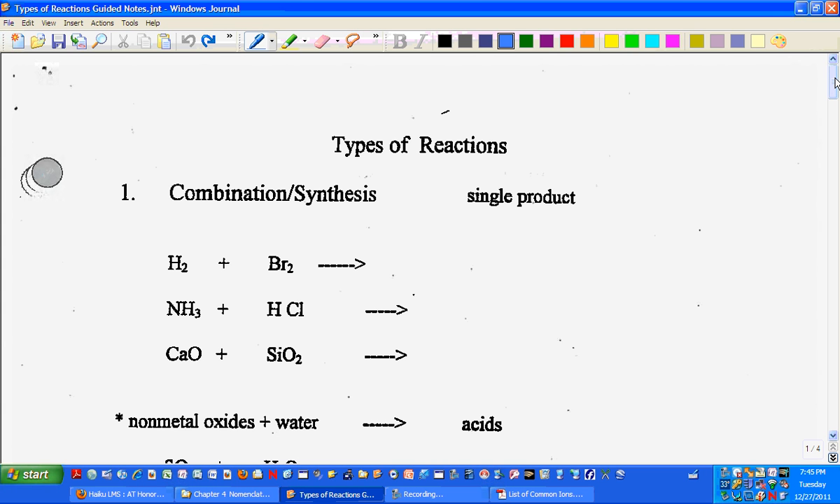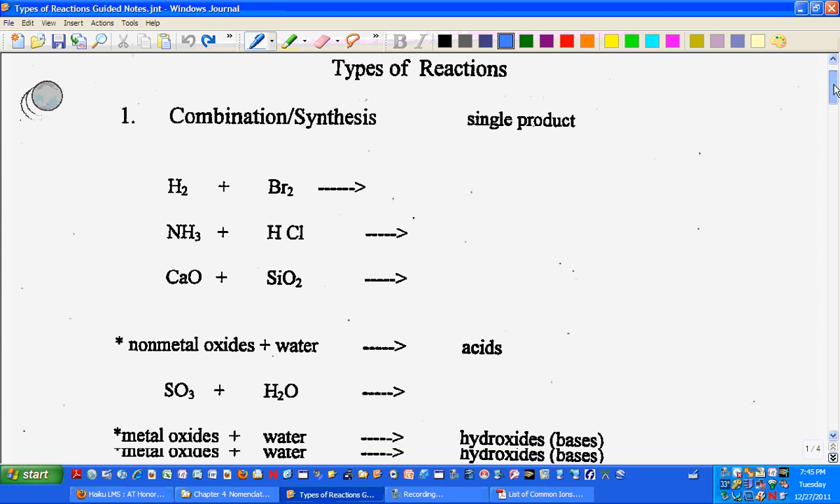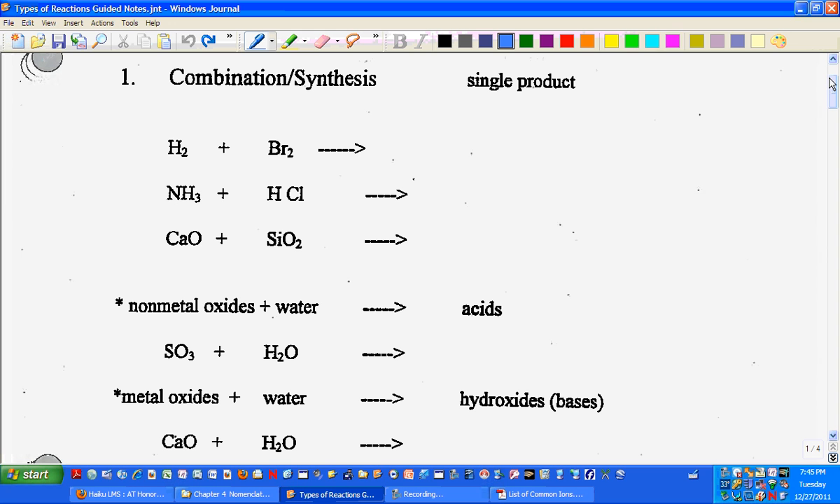Types of reactions, what we're doing is we're looking for patterns to recognize different types of reactions. Ultimately, what we want to do is take a type of reaction and be able to predict what's being made. We want to recognize the pattern and say, hey, I know what's going to be made. Let's take a look at the first type, combination or synthesis.